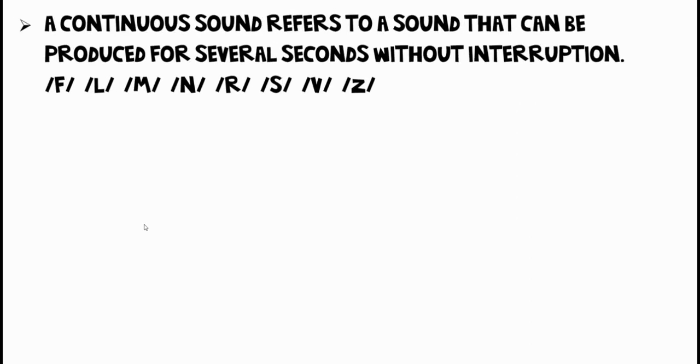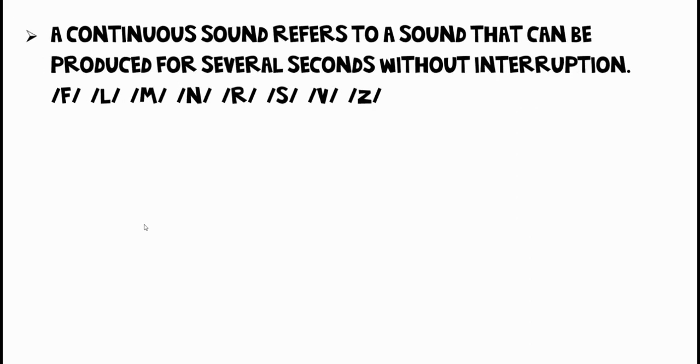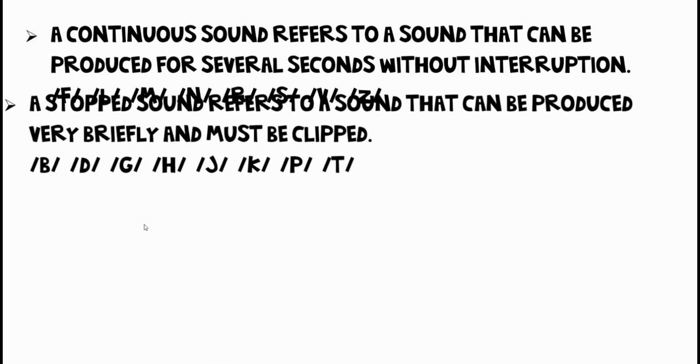And we can further categorize these consonant sounds, not just into voiced and unvoiced sounds, but into continuous, stopped, or nasal sounds. So a continuous sound refers to a sound that can be produced for several seconds without interruption, like the sound z. And continuous sounds are the easiest to teach, and students have less difficulty blending with these sounds. So that's something to consider.